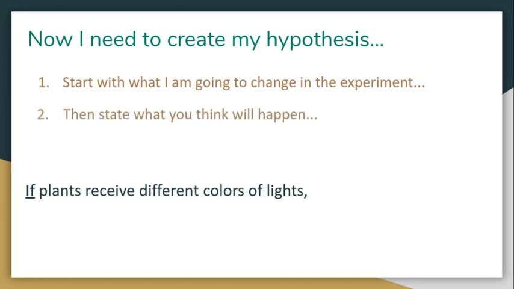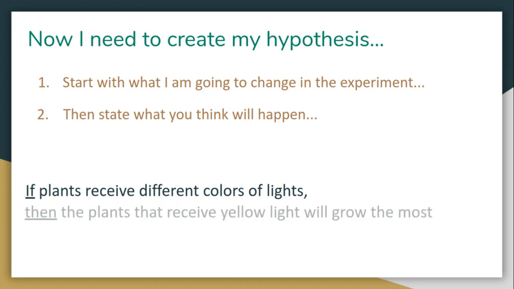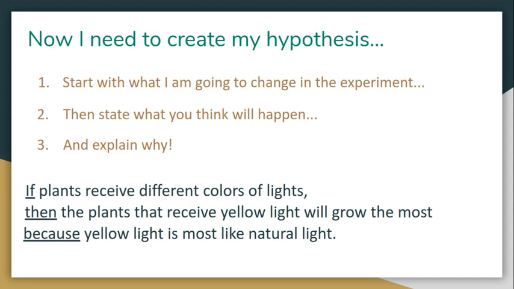Next, I'm going to state what I think is going to happen. So I've said if plants receive different colors of light, then the plant that receives yellow light will grow the most. And now I want to explain why. That's my third step. Because yellow light is most like natural light. So my hypothesis is if plants receive different colors of lights, then the plants that receive yellow light will grow the most because yellow light is the most like natural light.